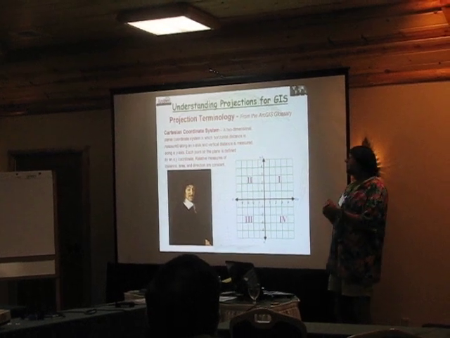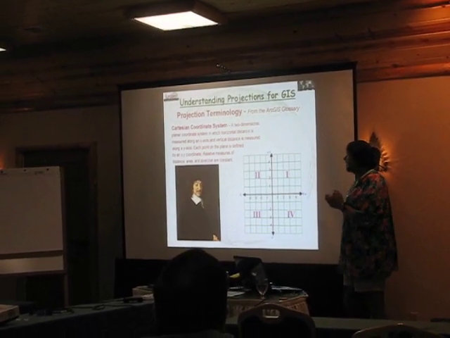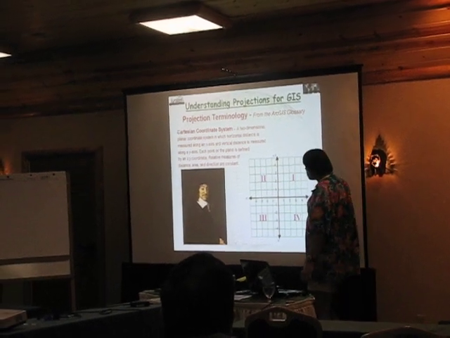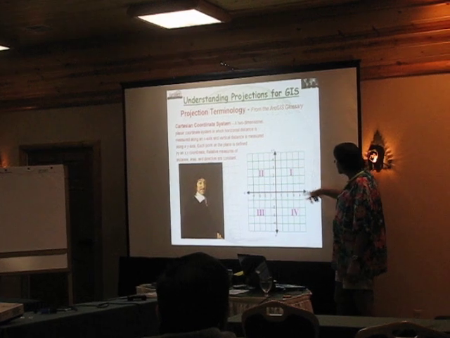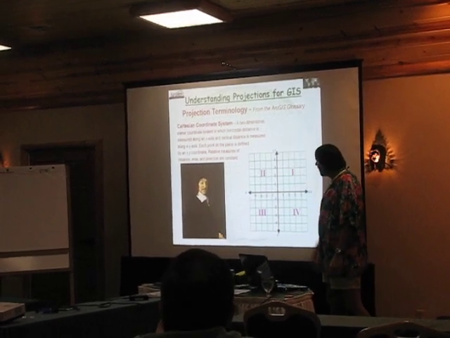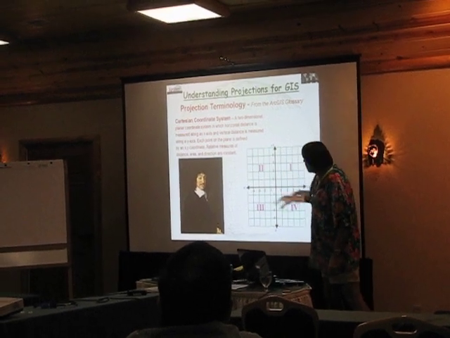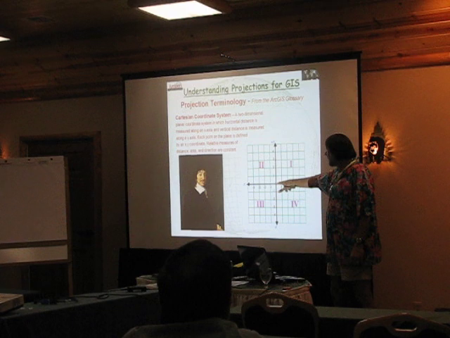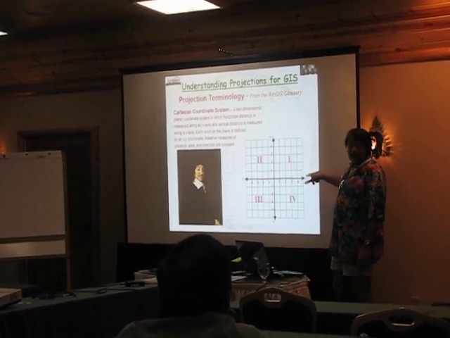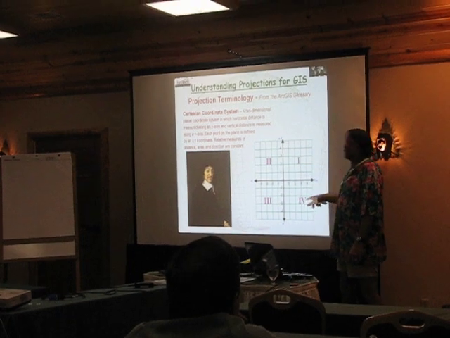Cartesian coordinate system, so I had to get a picture of Descartes there, the guy who invented the Cartesian coordinate system. And basically, it's just a grid. You got your x-axis, you got your y-axis going north-south, where they meet is 0, 0. You got four quadrants. Quadrant one is the one we like because all the values are positive going across and they're positive going up. Anywhere else you're going to have a negative value.